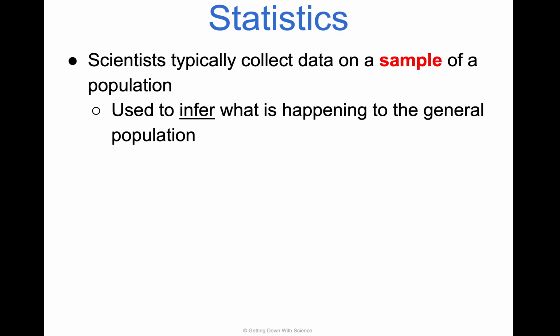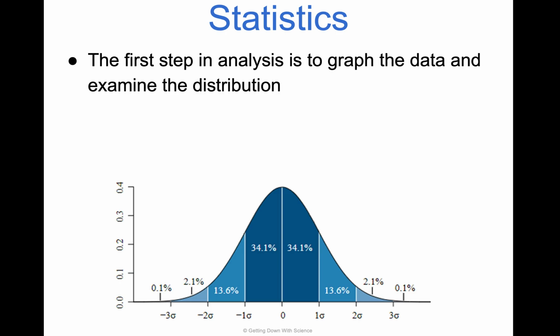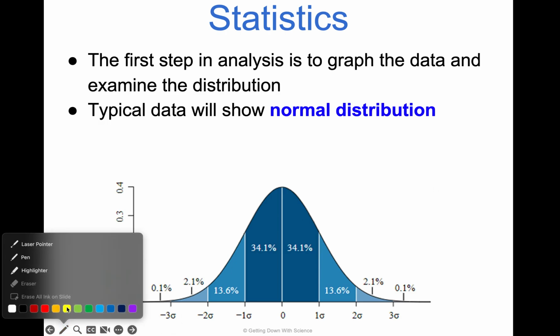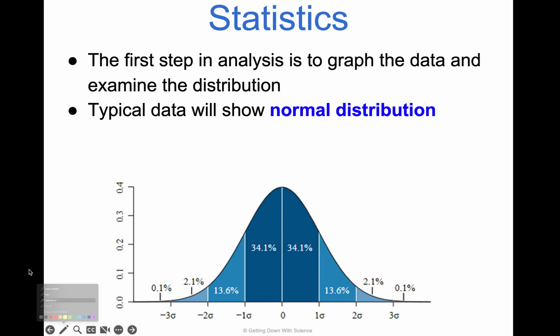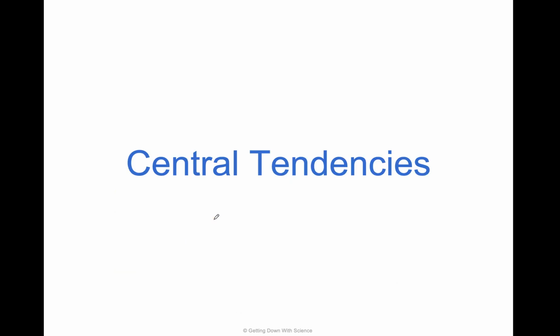Pause here to take notes. Awesome. So, the first step in an analysis is to graph the data and examine the distribution. Typically we'll see a normal distribution here. A normal distribution has a peak in the middle, and it goes down on each side. That's what we call a normal distribution. We call it a bell curve, shaped like a bell.